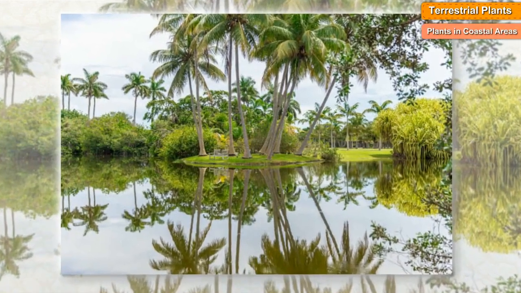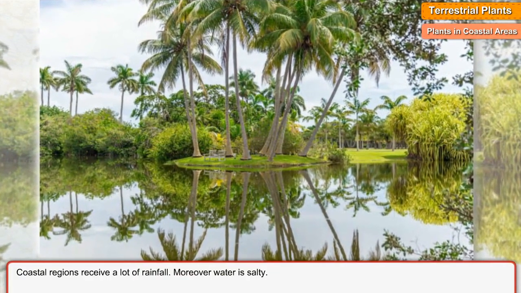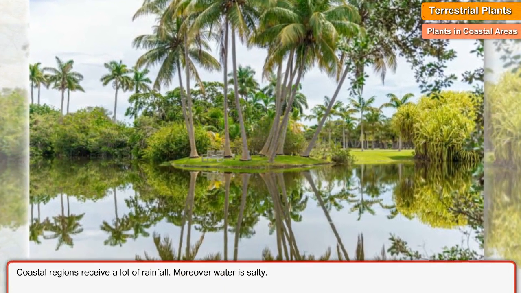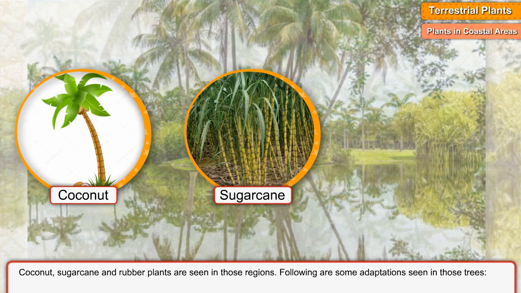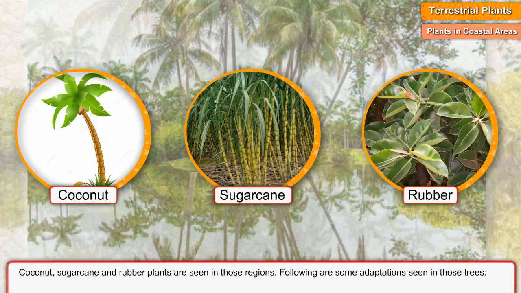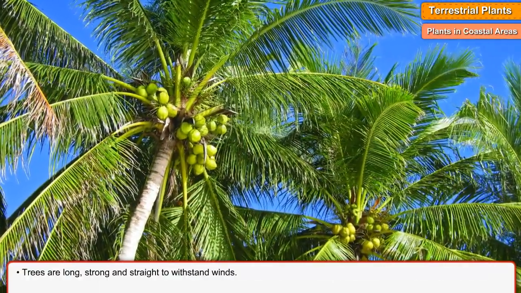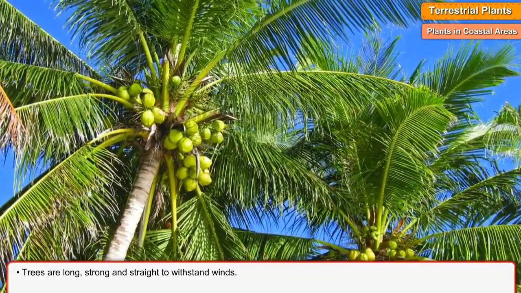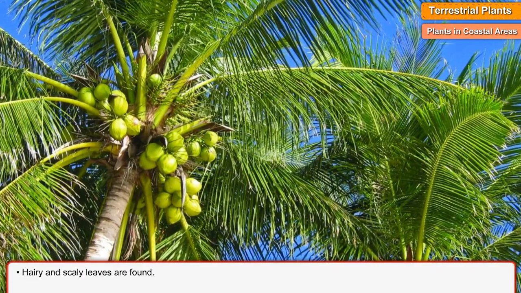Plants in coastal areas. Coastal regions receive a lot of rainfall. Moreover, water is salty. Coconut, sugarcane, and rubber plants are seen in those regions. Following are some adaptations seen in those trees. Trees are long, strong, and straight to withstand winds. Fruits are big and have water in them. Hairy and scaly leaves are found.